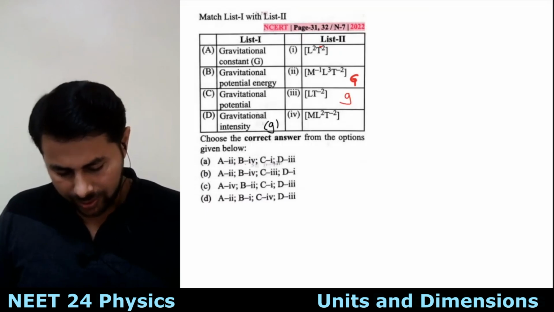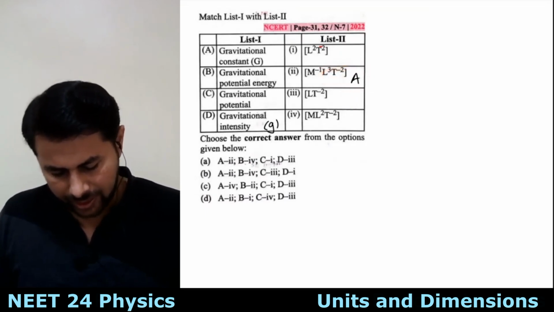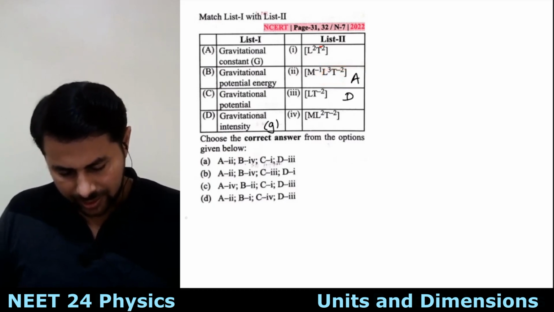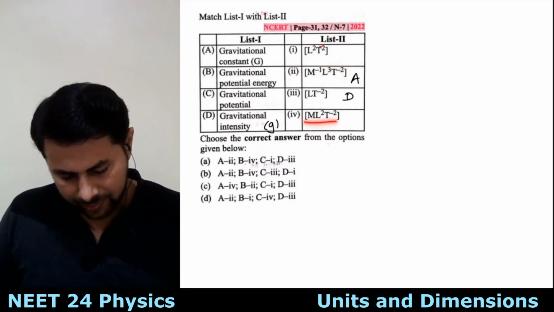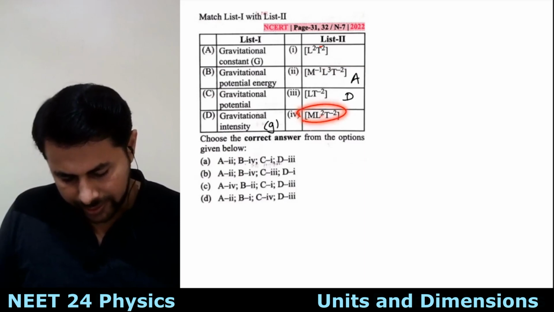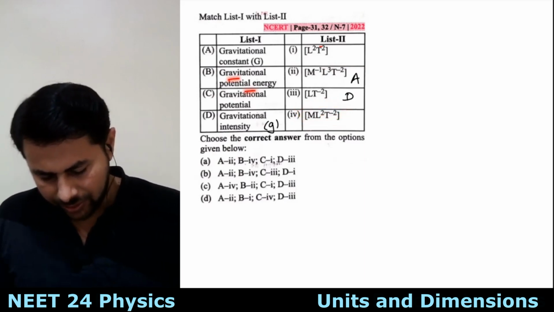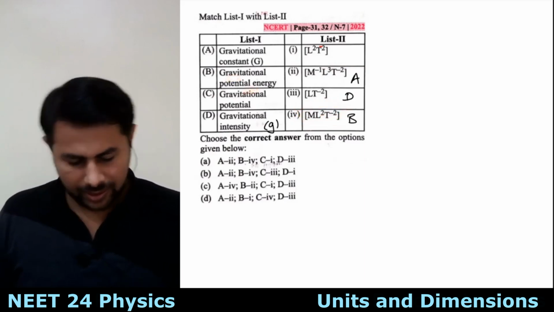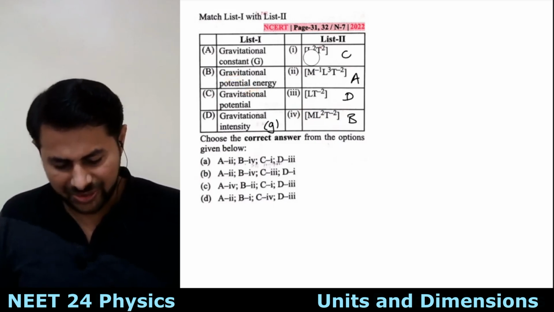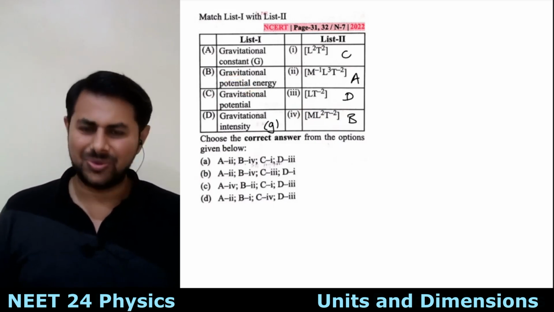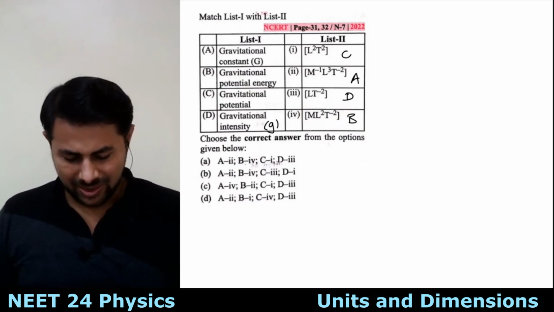All right, so this 2 is what? It's option A. Okay, this thing is option D, and this one is what? Potential energy, no? So it is B, and the remaining one, so this thing we don't need to check. Okay, L2 T2 is option C.